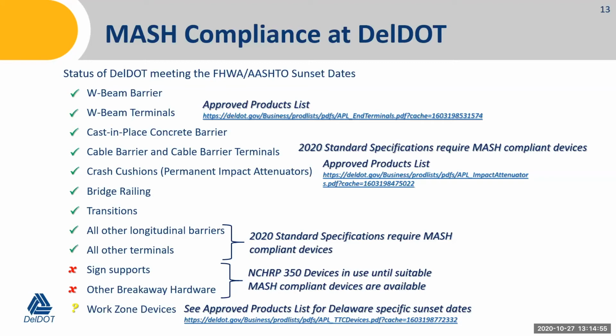And then sign supports and other breakaway hardware, as I mentioned, we're still using 350 devices, and those will be in use until we have suitable MASH compliant devices available. For work zone devices, make sure you check the approved products list. There are state specific sunset dates for all those work zone devices that need to be referred to from this point moving forward.